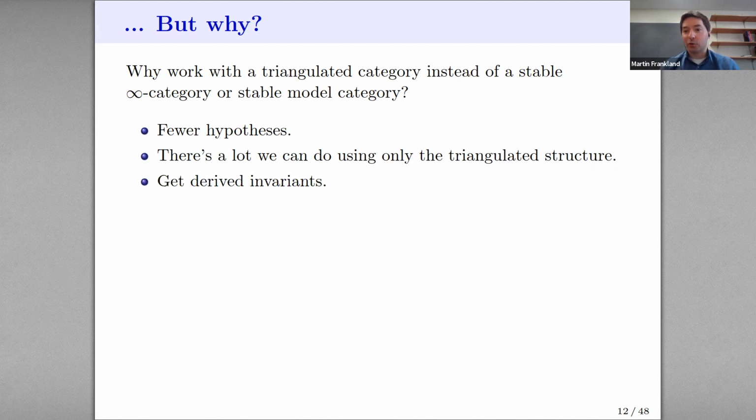And also anything you construct just using the triangulated structure by nature is a derived invariant. It does not depend on a choice of model or a DG enhancement. So you don't run into issues of rigidity or uniqueness of enhancement. Or conversely, if you're interested in questions of uniqueness of enhancements, well, knowing that something is built just using the triangulated structure tells you that it's useless to distinguish different enhancements. So it can still be useful.